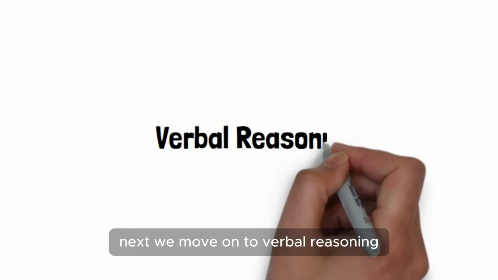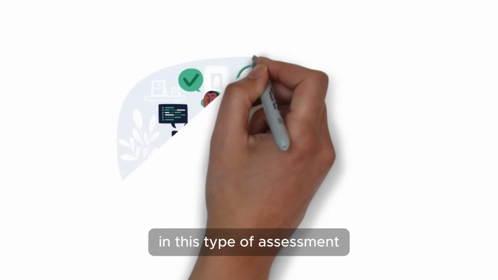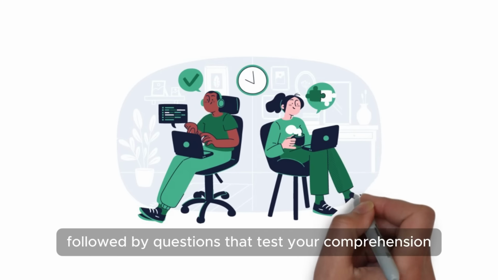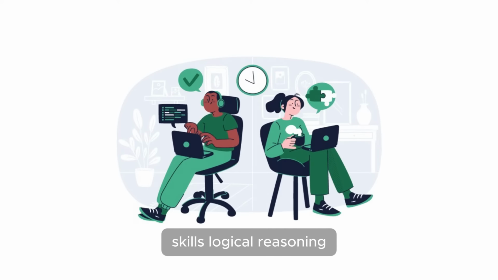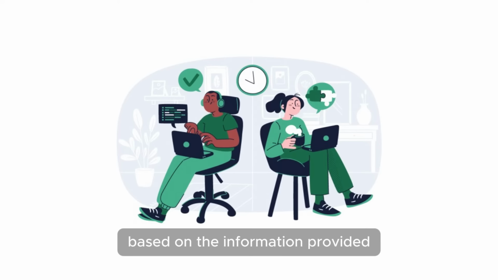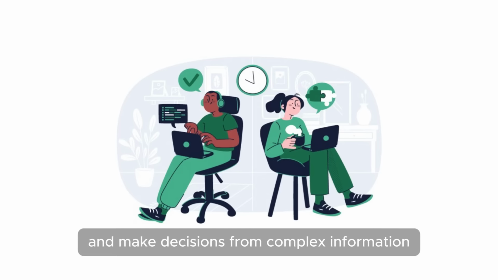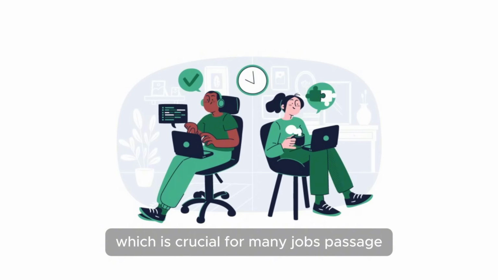Next, we move on to verbal reasoning. In this type of assessment, you are presented with passages of text followed by questions that test your comprehension skills, logical reasoning, and ability to draw conclusions based on the information provided. These tests demonstrate your ability to interpret and make decisions from complex information, which is crucial for many jobs.